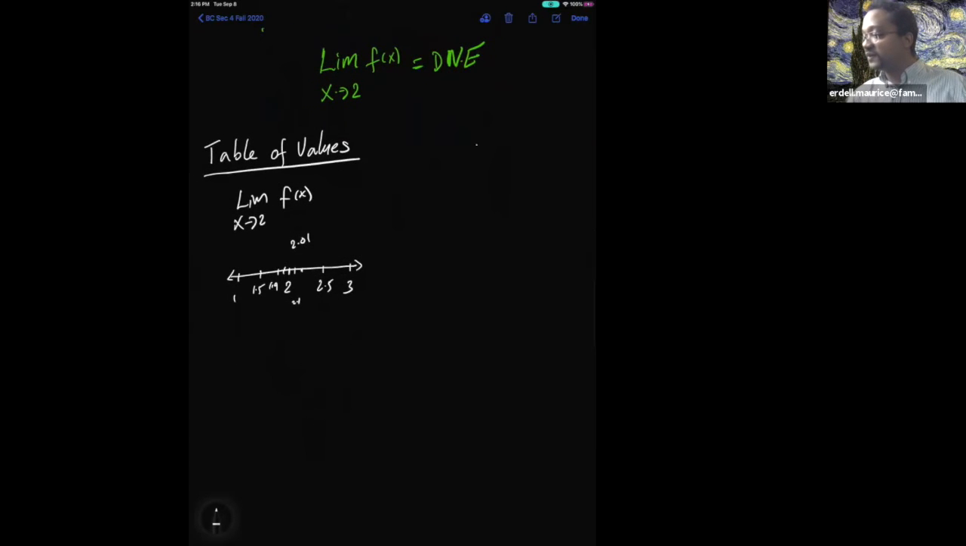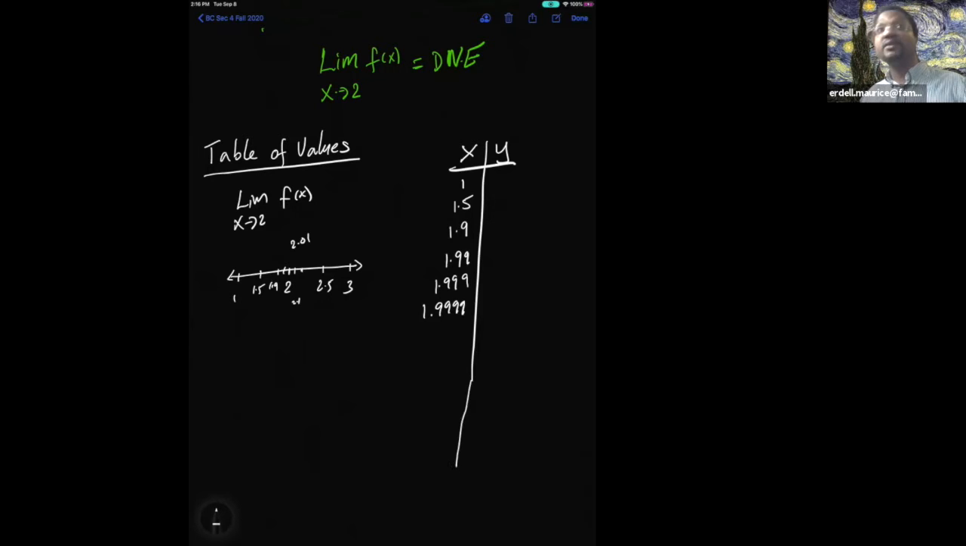So with those numbers, I create a table of values. And in the table, 1, 1.5, 1.9, 1.99. Let's go 1.999. Let's keep going. And then on the other side, 3, 2.5, 2.1, 2.01, 2.001, 2.0001.